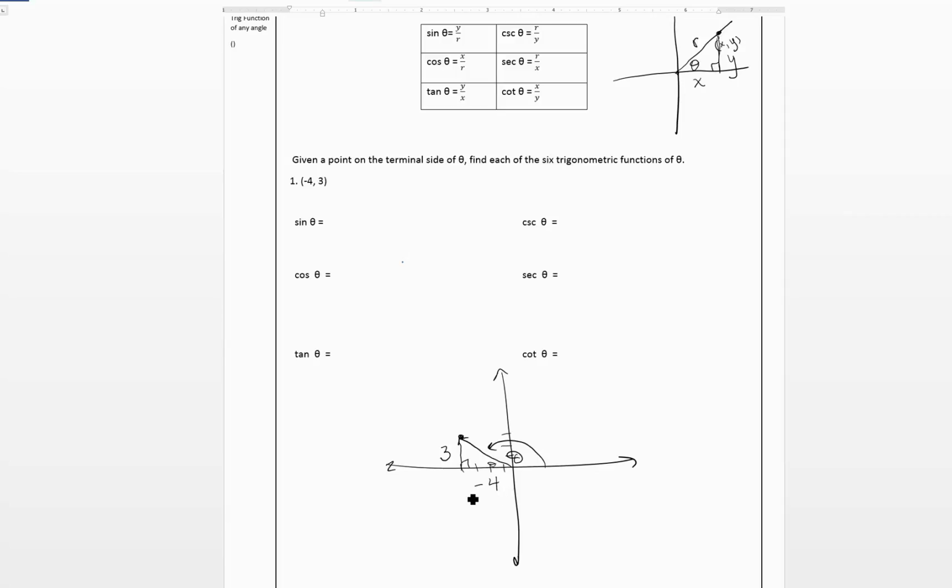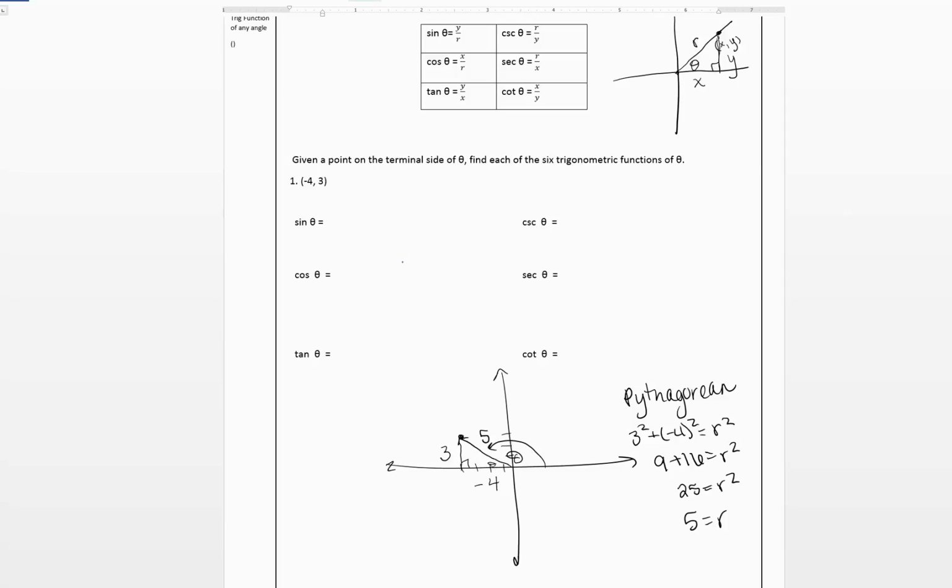Now we have to use the Pythagorean theorem to find our hypotenuse. So 3 squared plus -4 squared equals r squared. So 9 plus 16 equals r squared. 25 equals r squared. So 5 equals r.